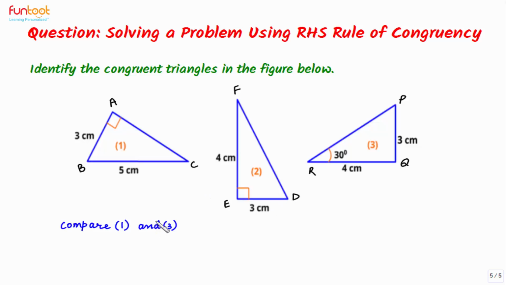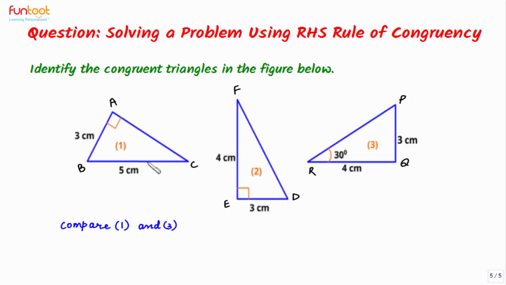Let's first compare triangles 1 and 3. So this is triangle 1 and this is triangle 3. Important thing which we should keep in our mind regarding triangle 3 is that this angle here is not given to be 90 degrees. Although it looks like a 90-degree angle, it is not given here. So we will not take this angle as a 90-degree angle.